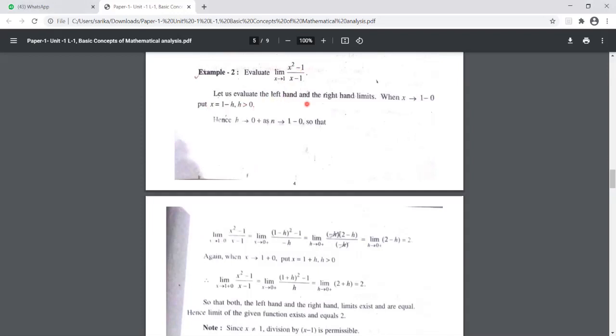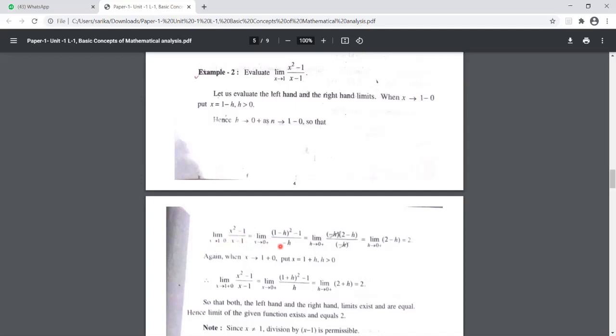Now, evaluate the limit as x tends to 1 of (x square minus 1) upon (x minus 1). Let us evaluate the left hand limit and the right hand limit. When x tends to 1 minus 0, put x is equal to 1 minus h, where h is greater than 0. Hence h tends to 0 plus, as x tends to 1 minus 0.